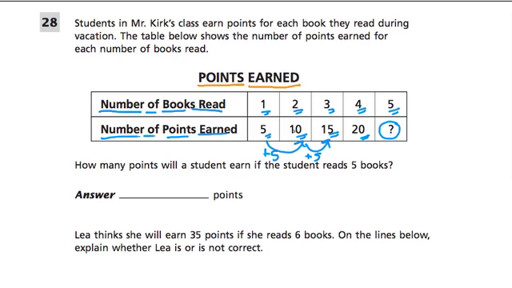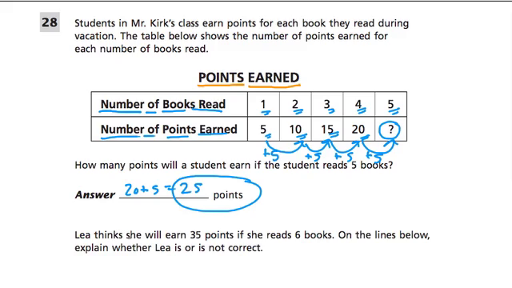5 plus 5 is 10. 10 plus 5 is 15. 15 plus 5 is 20. So the next step, if we're following this pattern, is to add another 5. So we have 20 plus 5, which is 25 points for reading 5 books. And here we're just following that pattern.